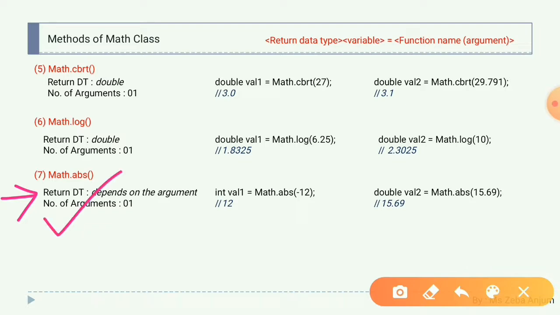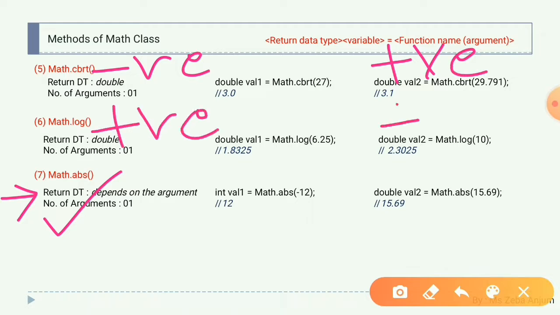Basically, what this function does is: if you have a negative value, then this value will be changed to a positive one, and if you have a positive value, then there will be no change in the value. The number is not truncated, it is not rounded off; it just gives you the opposite sign if your number is negative, and for a positive number you won't get any change.